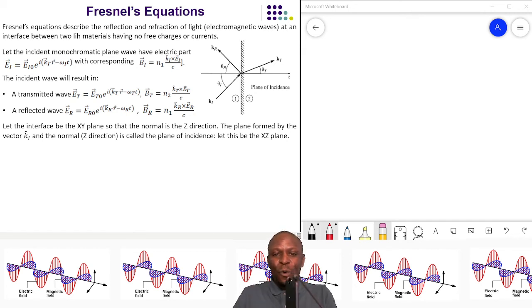The X and Y. This is the interface. The wave is traveling into this interface. This is the wave traveling into this interface. This is X and this is Y. This is Y.